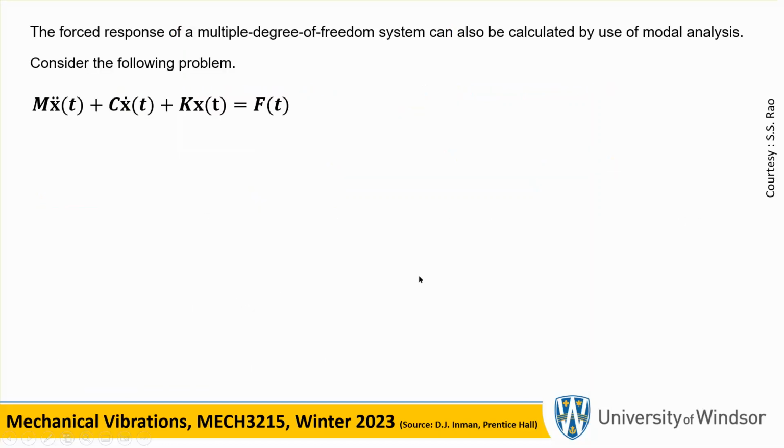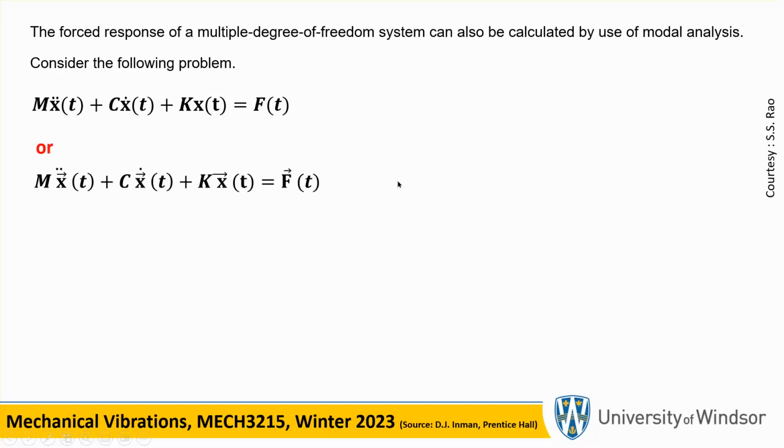Okay, so the question now is, what about a forced response? So we have a mass matrix, stiffness matrix, damping matrix, but the right-hand side is not zero. It's not a free vibration, it's a forced vibration. Now, without this middle term, with c equal to 0, we did this last Thursday. So now we're going to include this. The strategy is the same.